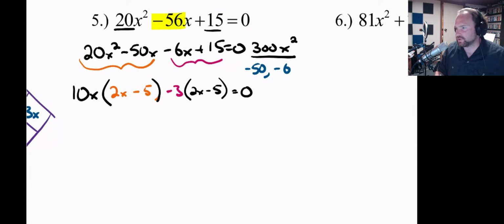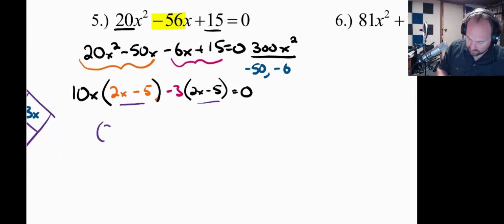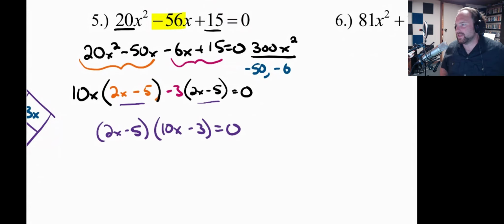Now I can factor out 2x minus 5. Since it's part of both terms, I can factor it out of both, and group together the 10x and the minus 3. And there you go, I factored it. That's the way I learned how to do it when I was in Algebra 2 in 2001. So there you go. But less important than the actual factoring is how to write the answer now.